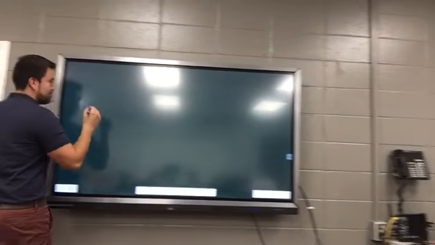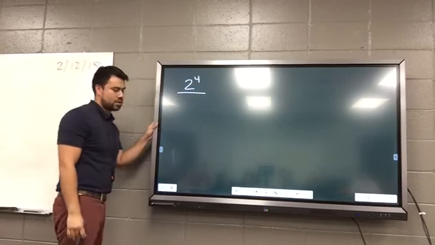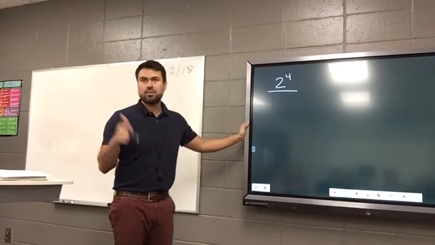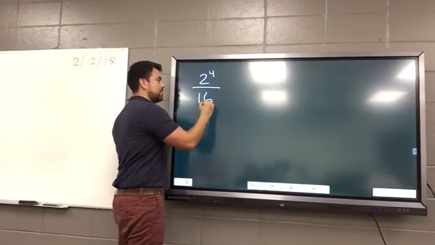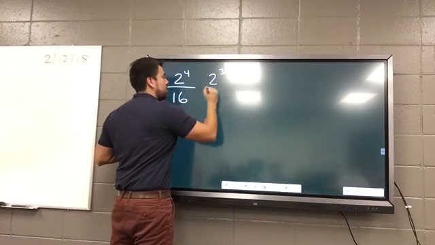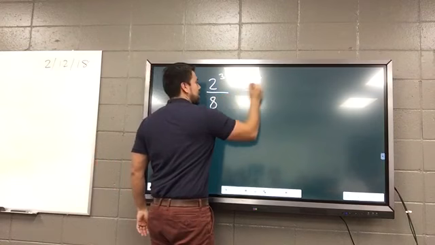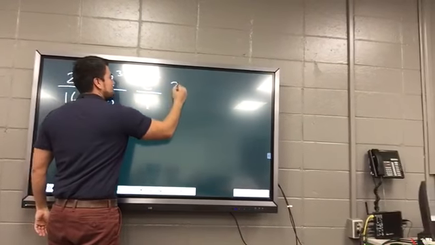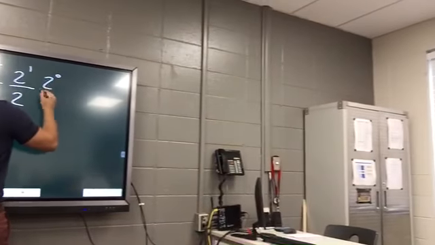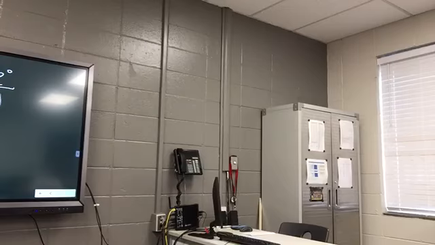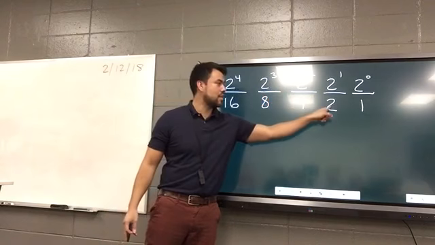Okay, ready? Let's look at a pattern. What's 2 to the fourth? What's 2 times 2 times 2 times 2? 16. What's 2 to the third? 8. 2 to the second. 2 to the first. 2 to the 0. Okay, do you guys see the pattern? I'm dividing by 2 each time.